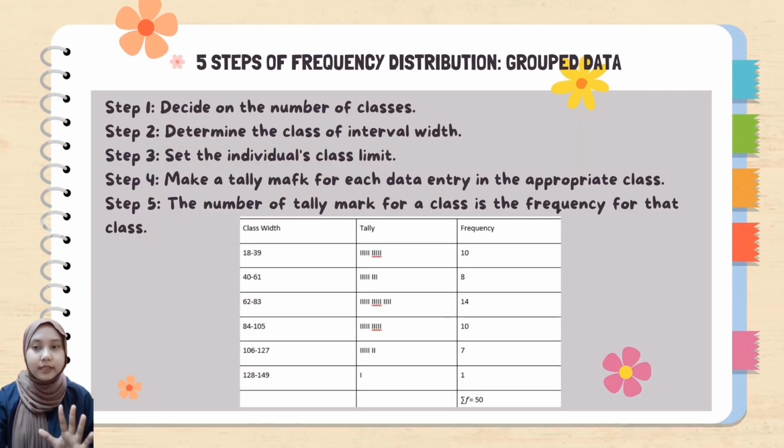Then there are 5 steps of frequency distribution. First, we have to decide on the number of classes. Then we determine the class interval, for example, 18 until 39. Next, set the individual class limits and make tally marks for each data entry in the appropriate class. For example, we can see the tally on the table given. The last step is that the number of tally marks for a class is the frequency for that class.